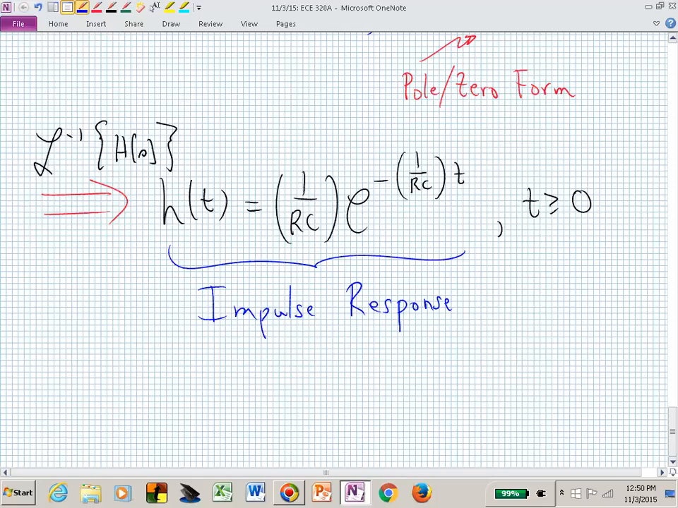And this means what? What's the impulse response tell you about this circuit? It's its response to kicking it.